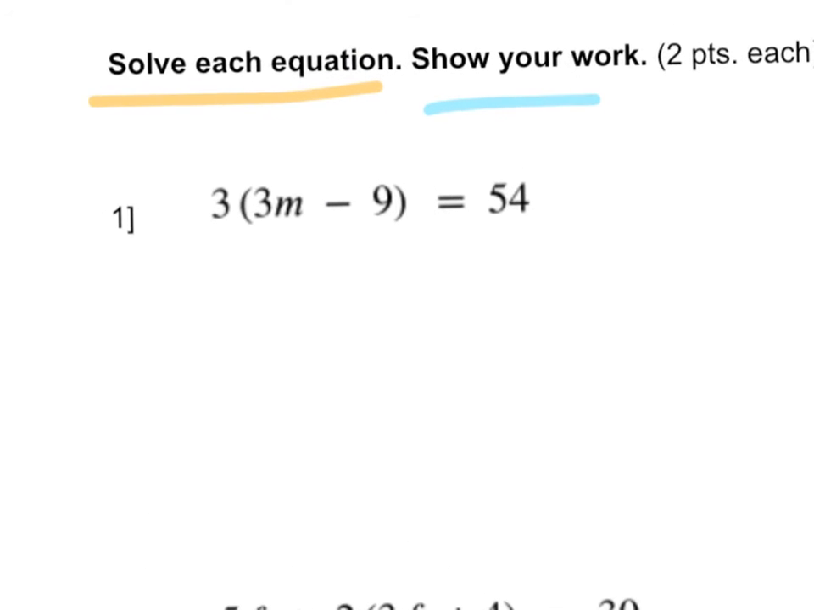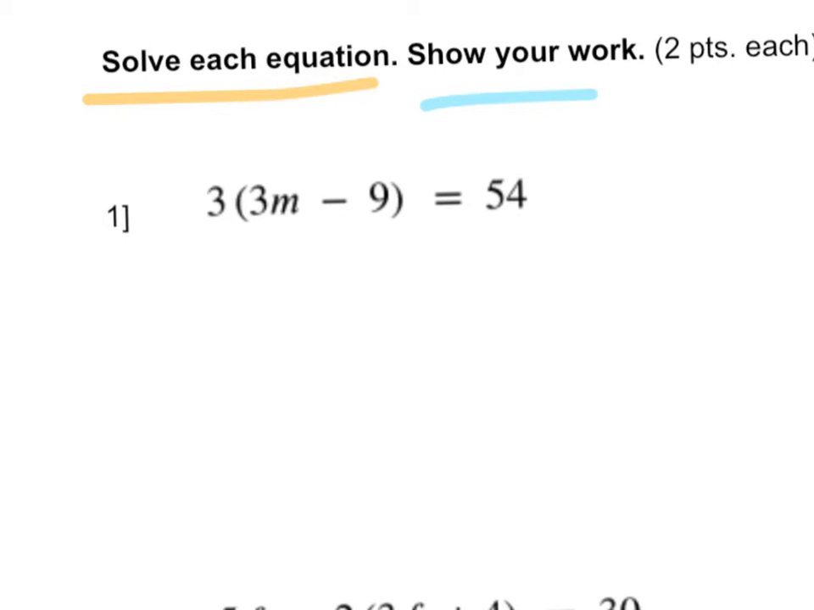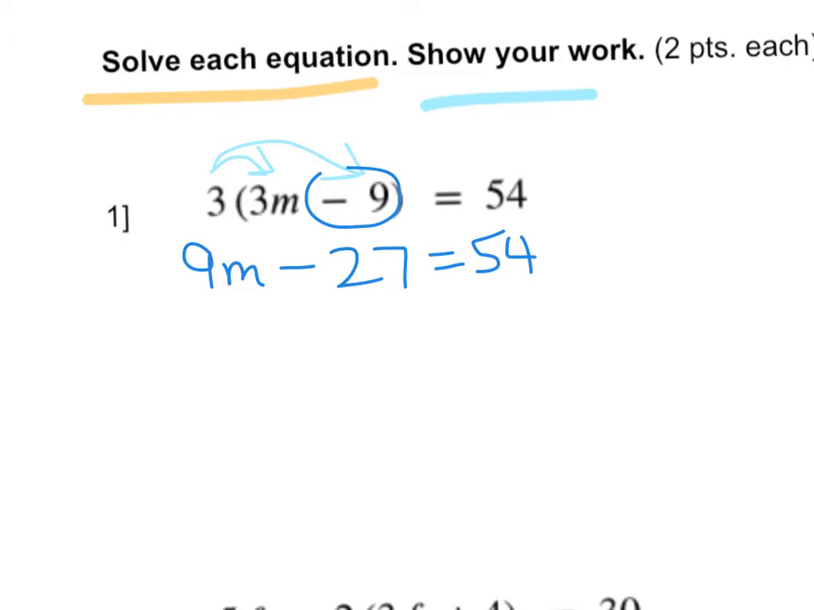When I zoom in on number 1, I see right away that it involves the distributive property. So that means we're going to multiply the outside number by both terms inside. 3 times 3m is 9m. 3 times negative 9 is negative 27. And then I bring down the 54. Now I have a two-step equation.